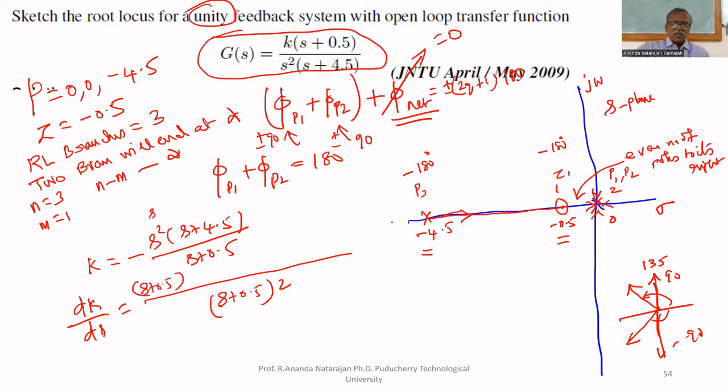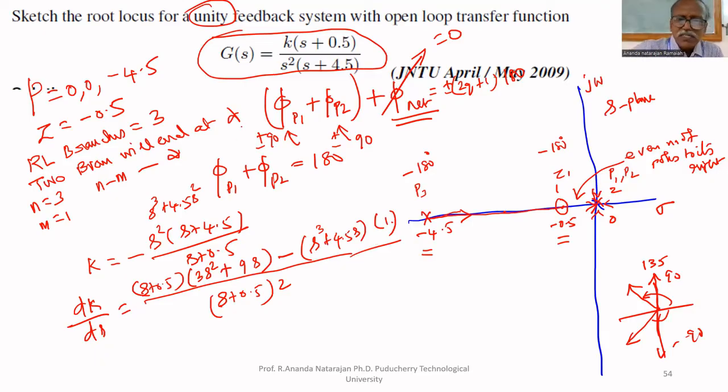And what is the numerator? s cube plus 4.5 s square. Therefore, 3s square plus 9s minus, we have to write as such, s cube plus 4.5 s multiplied by 1. What are the roots of this? We have to equate this to 0. Find the roots.